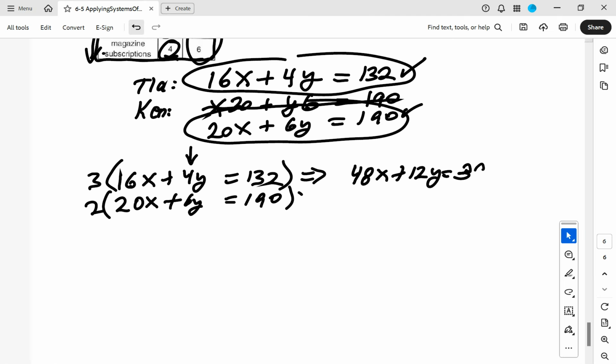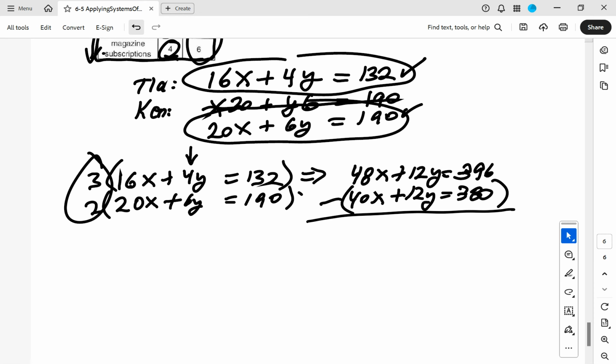equals 396. Yes, that wouldn't be dollars. If I multiplied by 3, yeah, I did it 3 times. And the next one will be 40x plus 12y equals 380. That enables us to get rid of the two 12s, but because I didn't use a multiplier of negative over here, we'll have to subtract the whole equations.